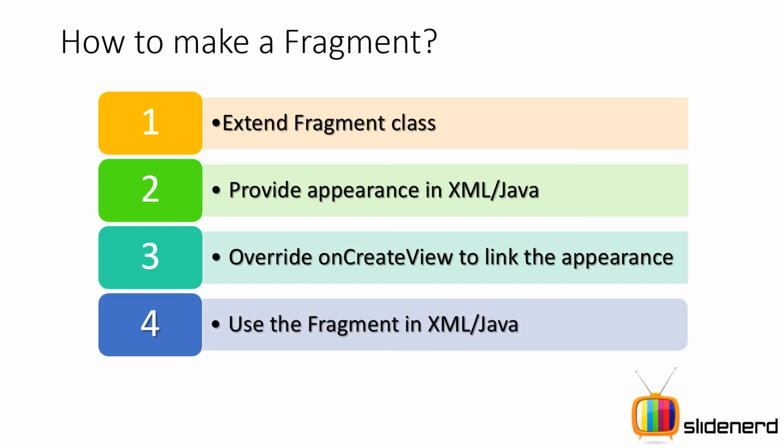Step 4, use the fragment in XML and Java. Now, this is probably the only place where Java is the preferred approach compared to XML. The reason: you create the fragments dynamically at runtime in Java and you perform the essential swapping. But if you use the fragment in XML, it is statically bound to the user interface in which you have defined the fragment. Again, we will see these approaches: static creation of fragments, dynamic creation of fragments, and what are the different issues involved with them in the upcoming videos.